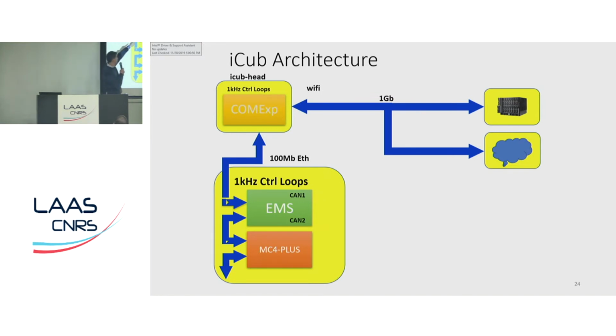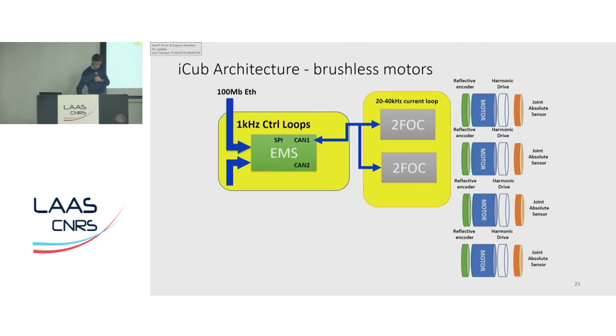And we have an internal 100 megabit Ethernet with a custom protocol, and then those cards. The first one is for controlling brushless motor. So here we close the position, velocity and torque loop, and in the 2FOC we do the field-oriented control of up to brushless motors, and we can also have a current control loop at 20K.